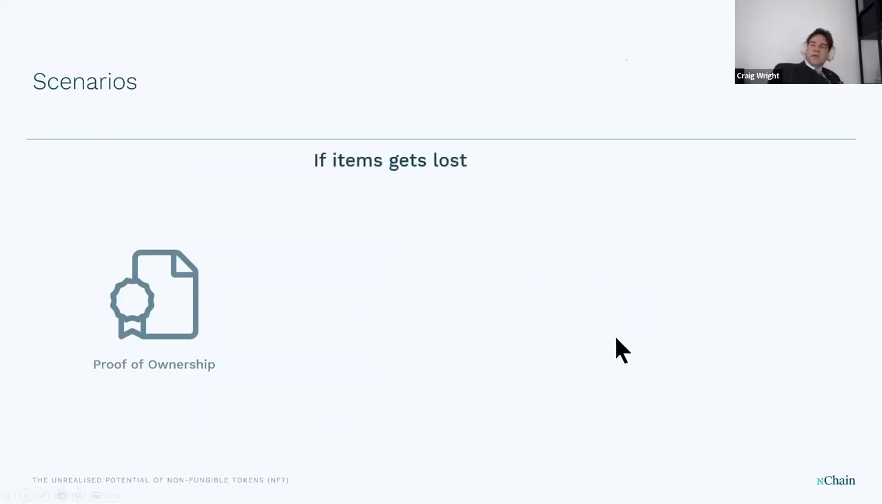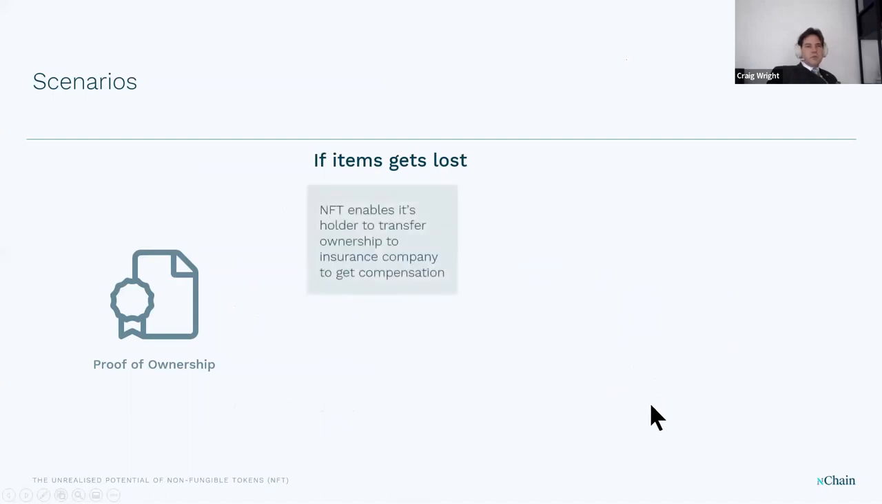Proof of ownership. Next, if it gets lost, imagine that your expensive watch, handbag, shoes, etc. is lost. What if it's stolen? Now, we have a methodology that enables the owner to actually transfer to the insurance company, get their compensation, provably say this is no longer theirs. And if it turns out that it's not really lost and it comes up, they can actually reverse all of that.